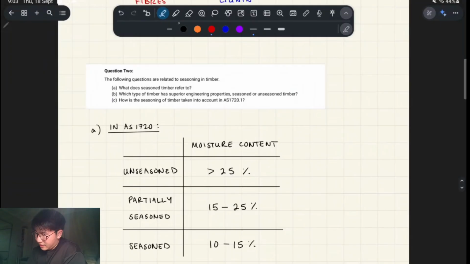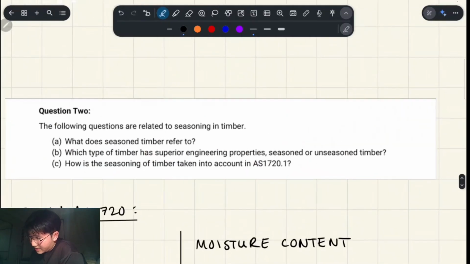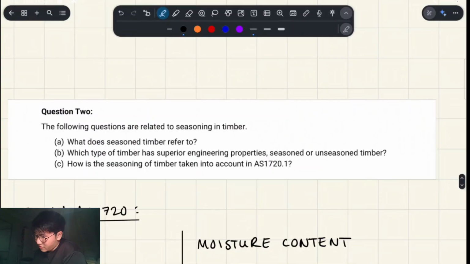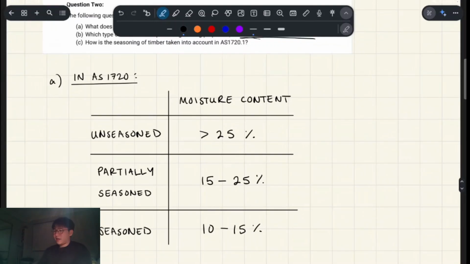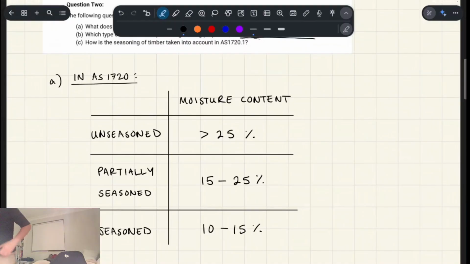Okay. Question 2. The following questions are related to seasoning and timber. What does seasoned timber refer to? B. Which type of timber has superior engineering properties, seasoned or unseasoned? We've kind of talked about this. We haven't talked about why. How is the seasoning of timber taken into account? So, yeah, I've talked about this part. We have different moisture contents, and based on that is how dry timber is, and then we call that seasoned when it's dry.